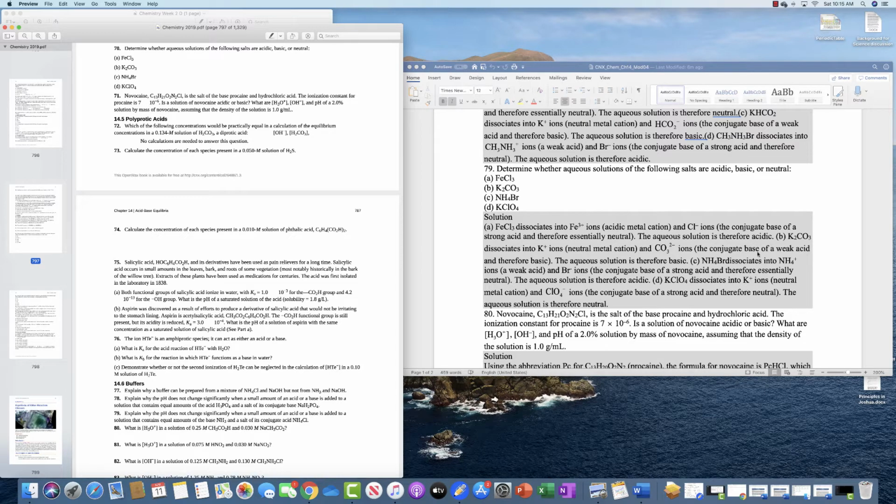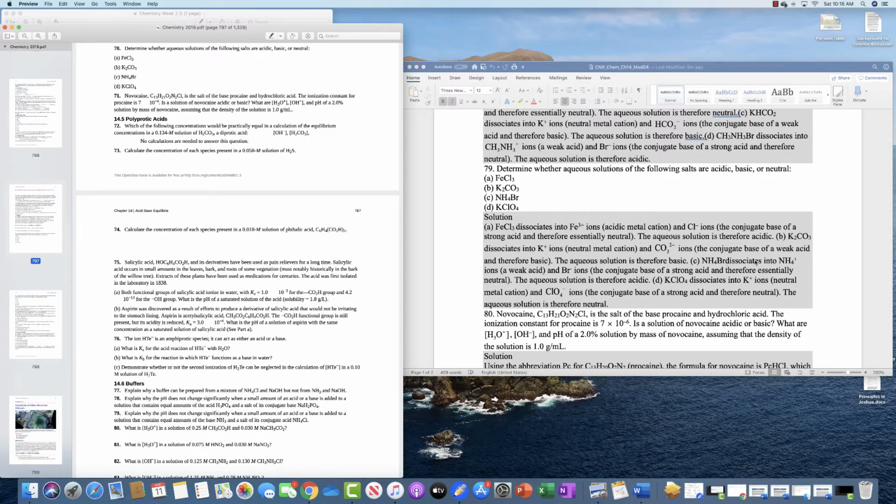The next one, potassium carbonate, dissociates into potassium, which is a neutral cation, and the carbonate ion. Carbonate ion is a conjugate base for a weak acid. You could look this up in the appendix under weak acids and bases. And this is a weak acid and therefore is basic. And the aqueous solution is therefore basic.